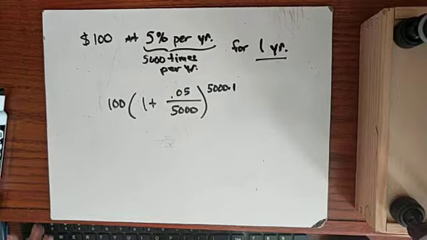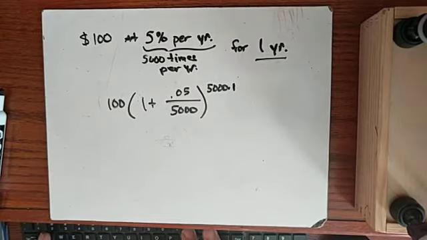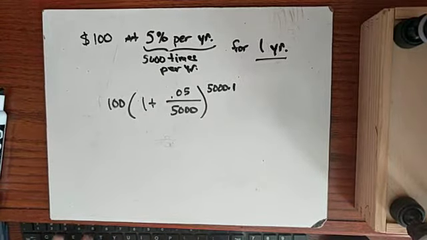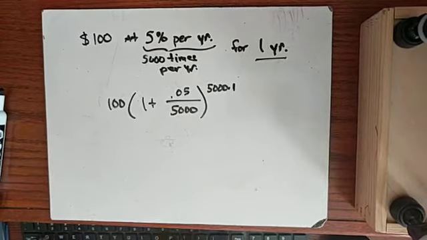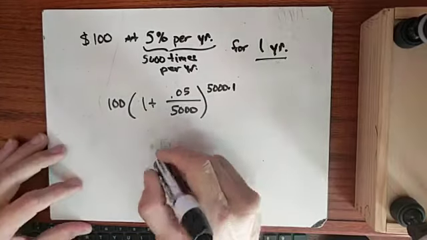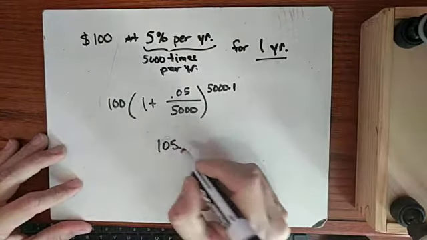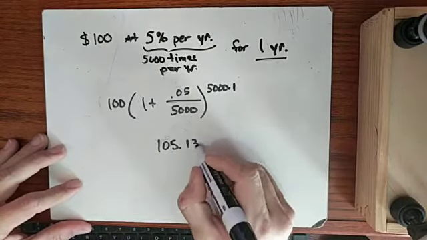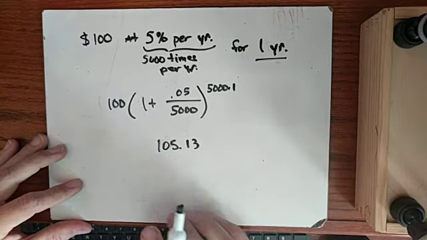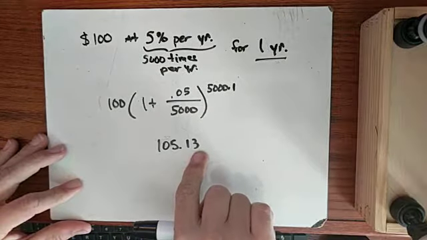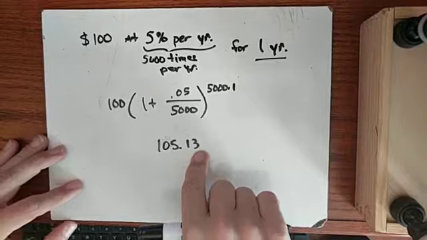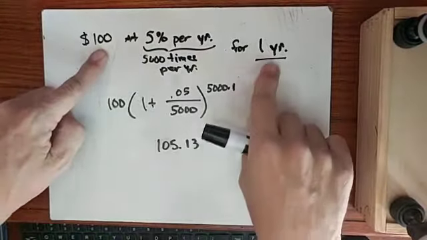Let me type this in my calculator here. 1 plus 0.05 divided by 5,000, raised to the 5,000. Okay, this turns out to be $105.13. So you got 3 extra cents by doing it this way. Hey, it's 3 cents. And remember, this is only $100 for a year.